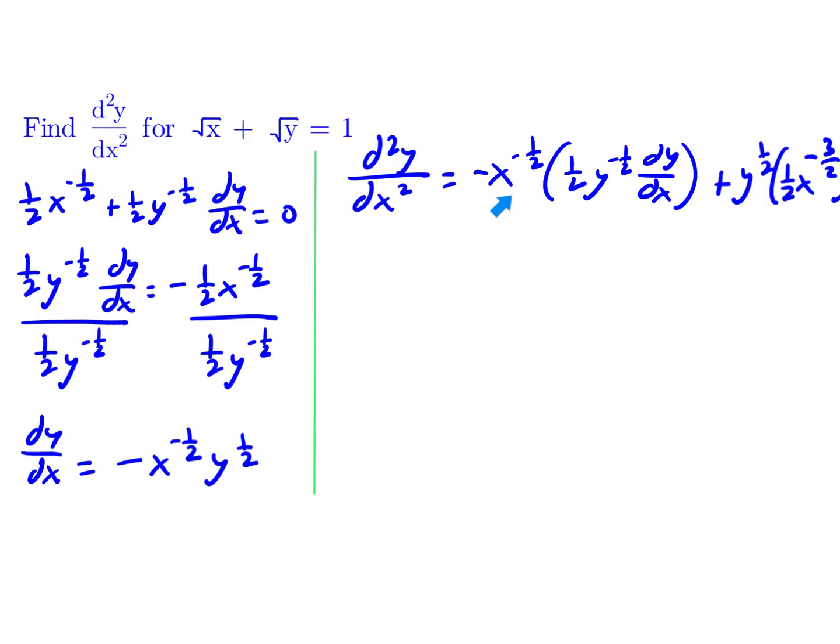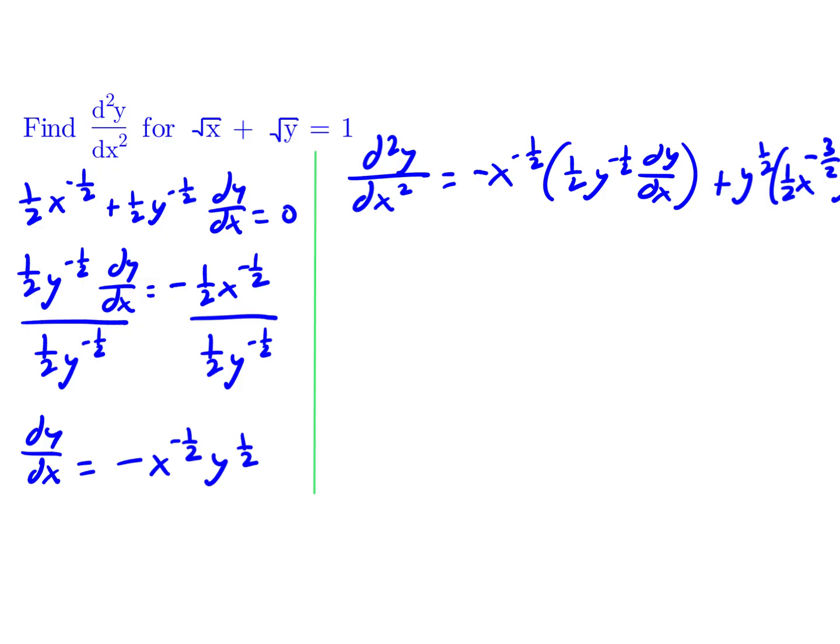So again, I use product rule here. First function times the derivative of the second. Since it's a y, I have my dy dx. Then my second function times the derivative of this. Now notice something here. When the negative 1/2 comes down, it gets multiplied by this negative. That's why this 1/2 is positive. Subtract 1 from this, I get negative 3/2.